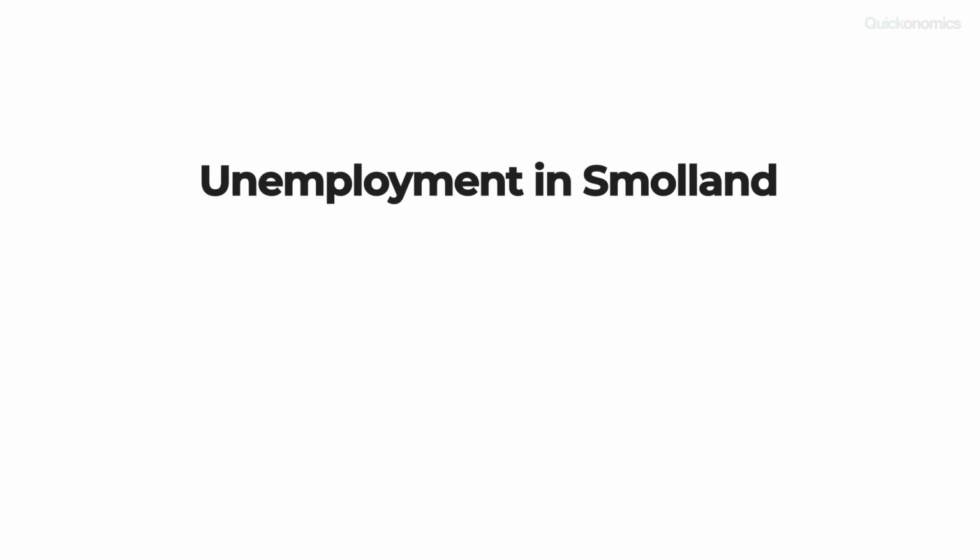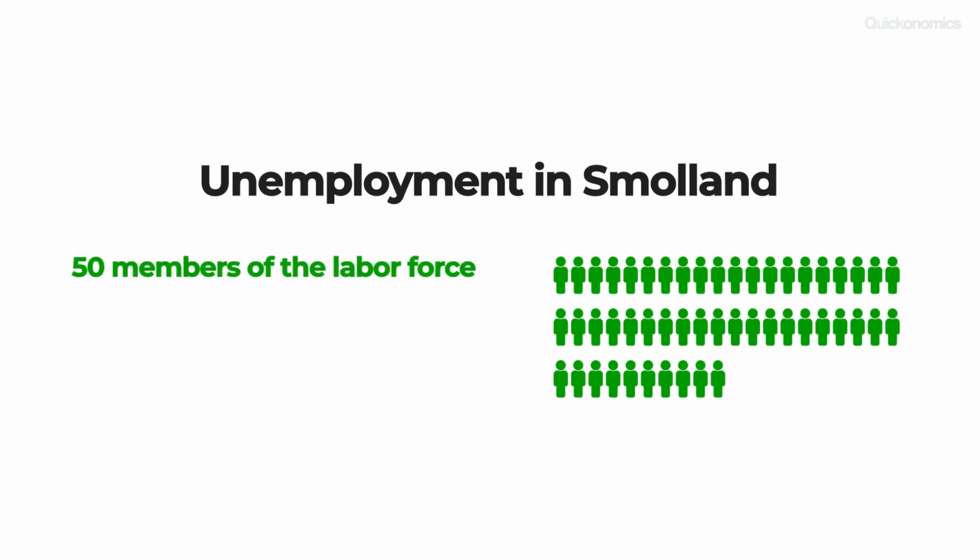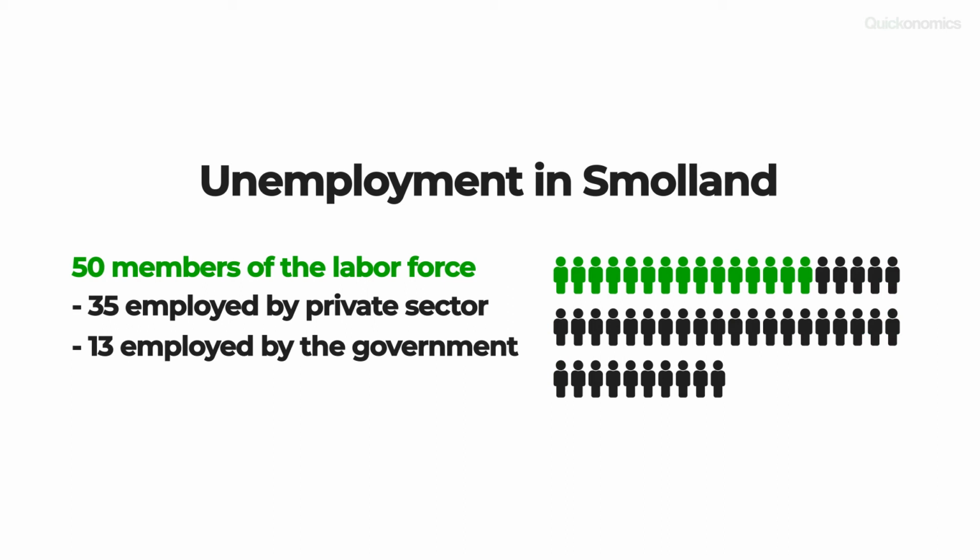In the case of Smolland, we already know that the labor force consists of 50 people. Now, assume that out of those 50 people, 35 are employed by private companies and 13 work for the government. In that case, the remaining 2 people are classified as unemployed.